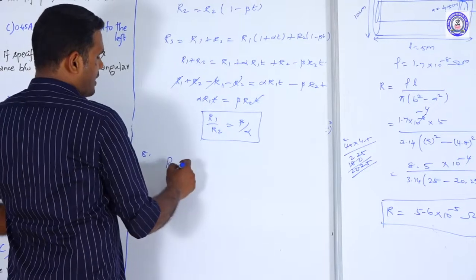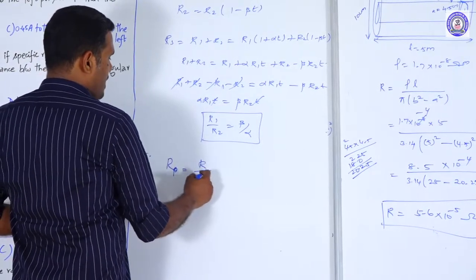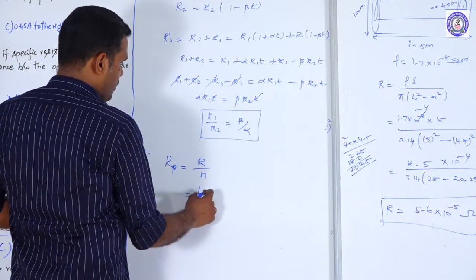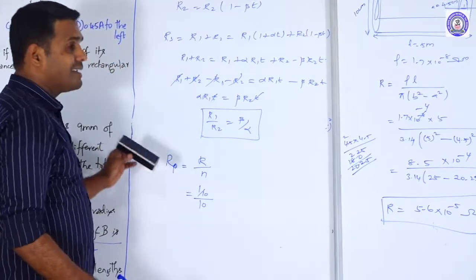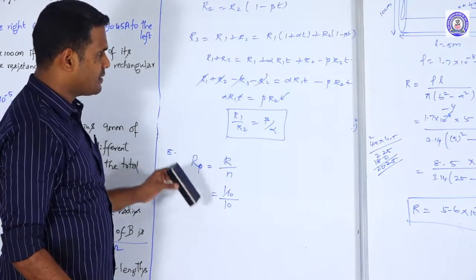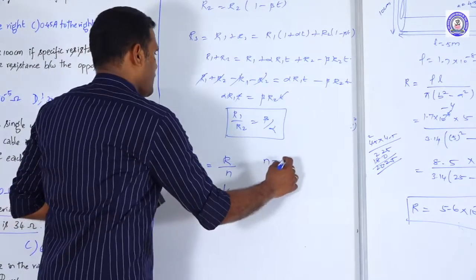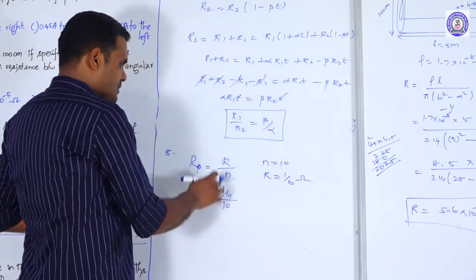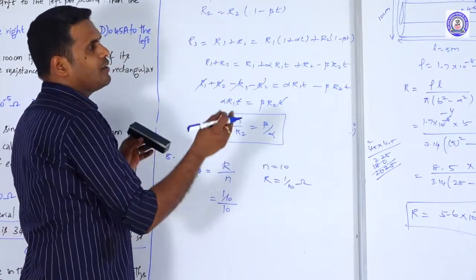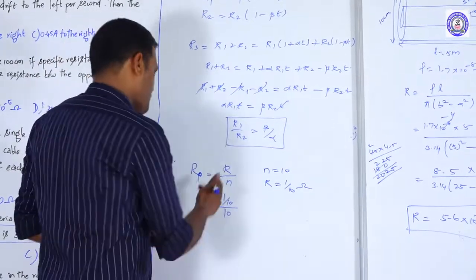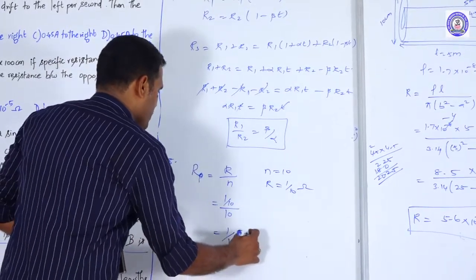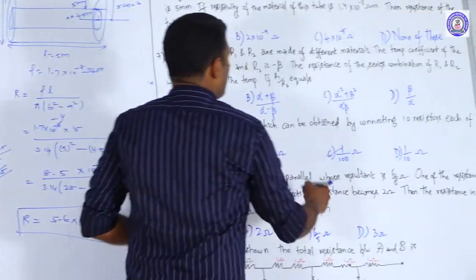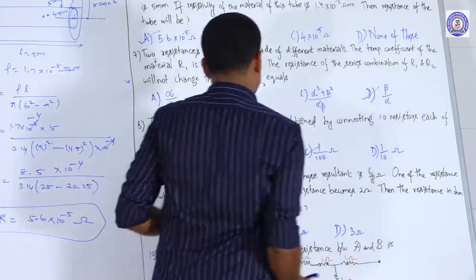So for the parallel combination, the effective resistance is Rp equals R divided by N. The resistance R is 1 by 10 and there are 10 resistors, so N equals 10, R equals 1 by 10 ohm. When these resistors are connected in parallel, only then will you get the lowest value of resistance. So you will have 1 divided by 100 ohm. So the lowest value of resistance is 1 divided by 100 ohm. And for the earlier question, it is beta divided by alpha.